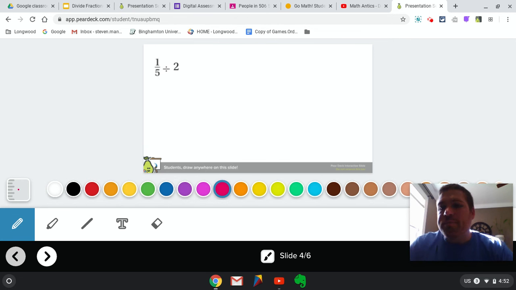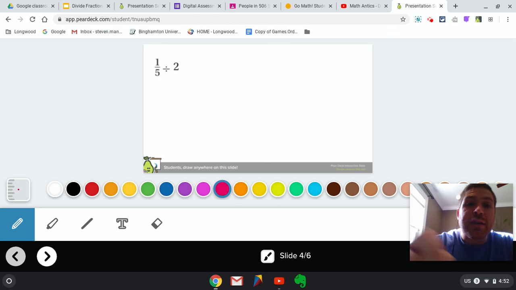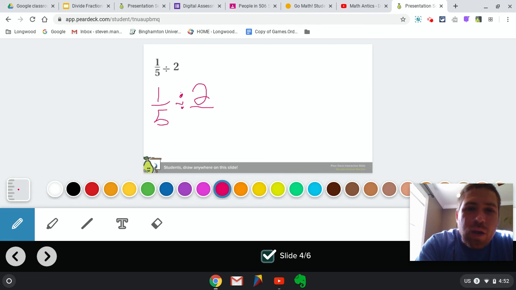This one starts with a fraction, and then we have our whole number second, I'm sorry. So I'm actually taking 1/5, and I'm dividing that by 2, okay? So I'm going to rewrite it, like I said before, I like to rewrite it. Make my division symbol nicer. And then I'm going to give my whole number of 2 a denominator of 1.